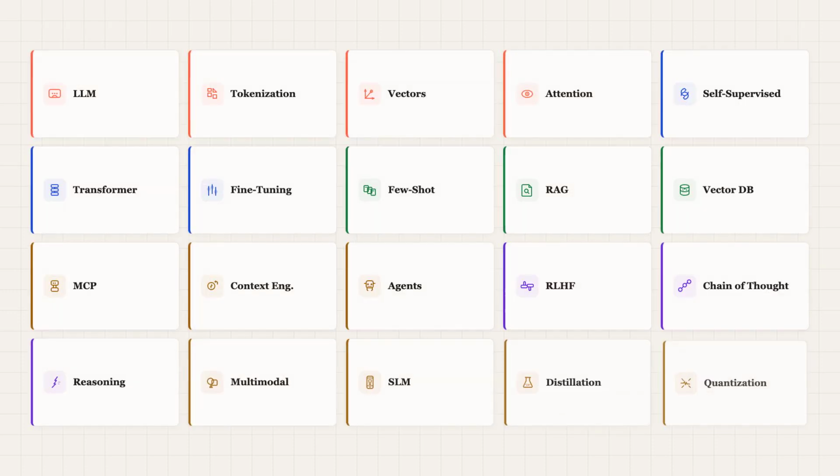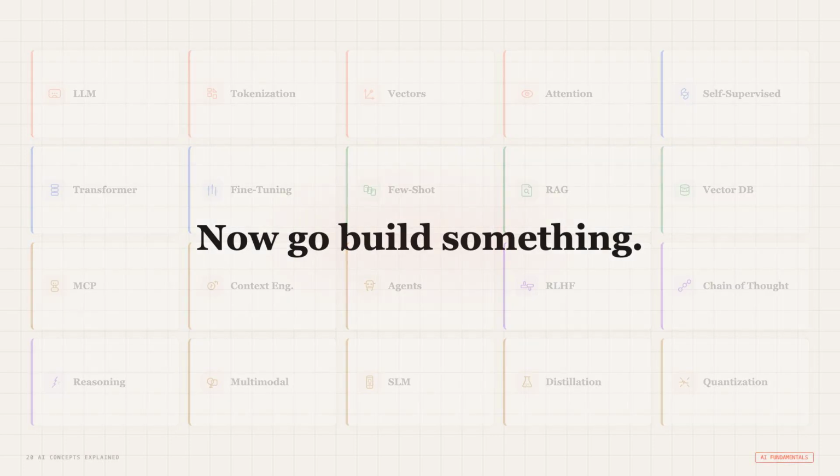And those are 20 AI concepts that power the technology changing our world. Now go build something.